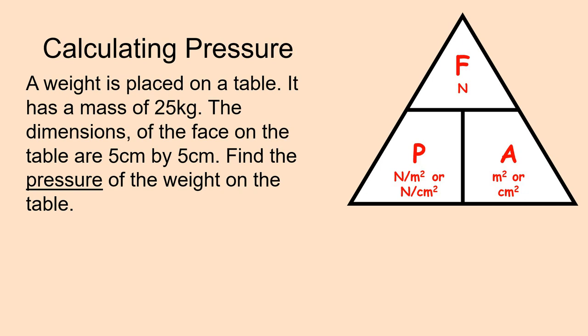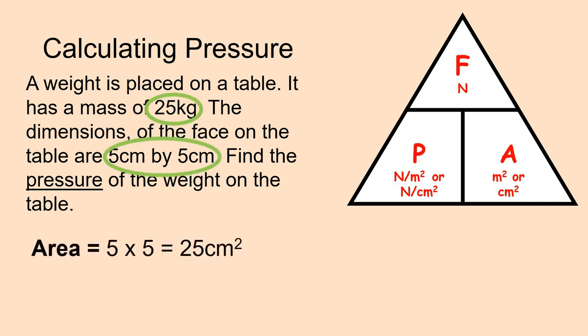Next question. A weight is placed on a table. It has a mass of 25 kilograms. The dimensions of the face on the table are 5 centimetres by 5 centimetres. Find the pressure of the weight on the table. Now, we don't have the force, but we have the mass, so we can calculate the force. We also don't have the area, but we have the lengths, so we can calculate that as well.